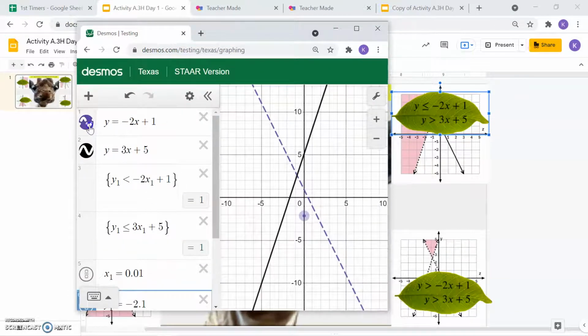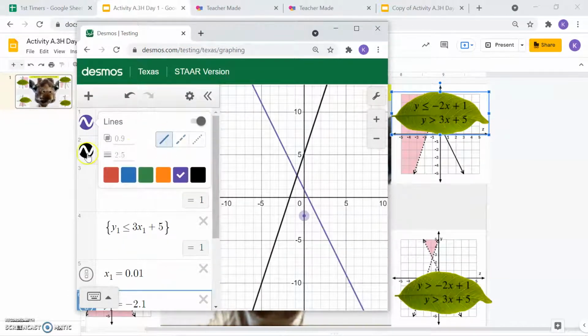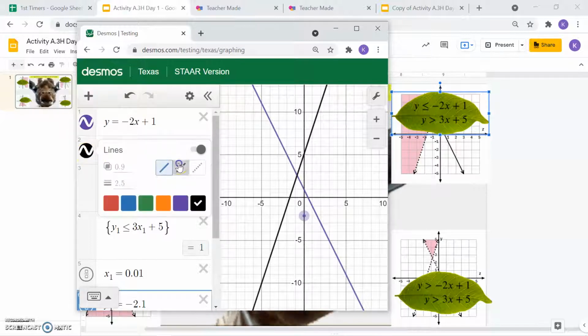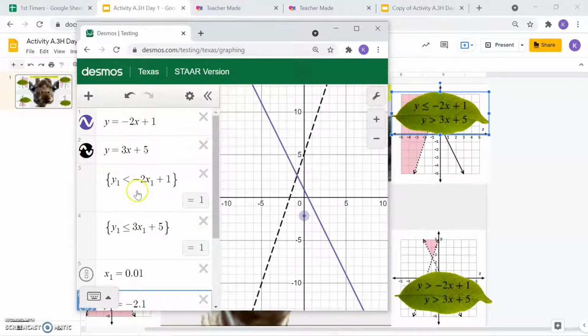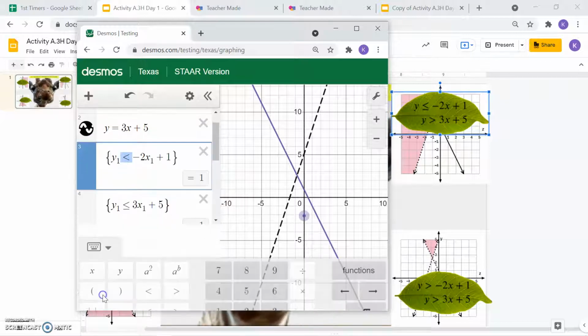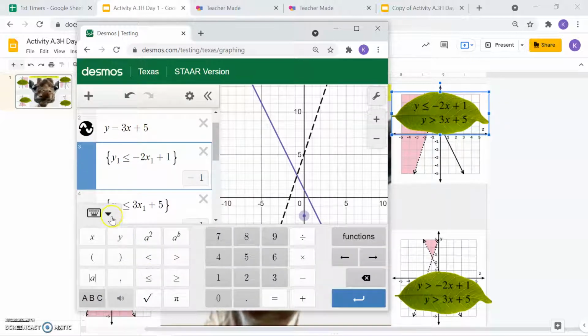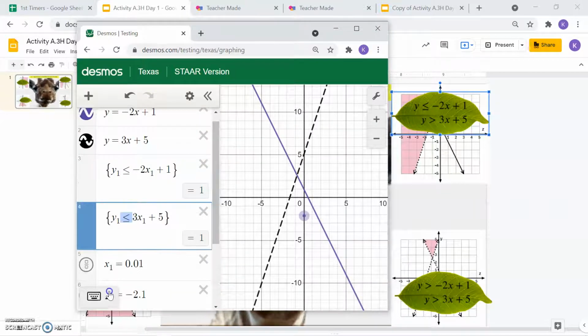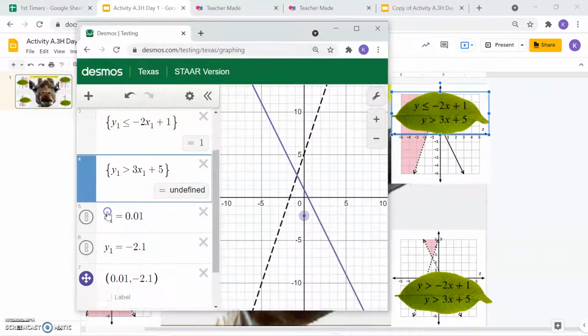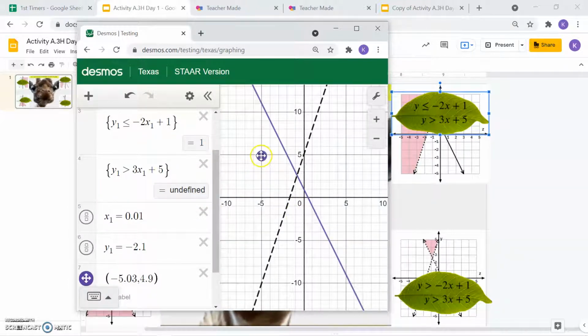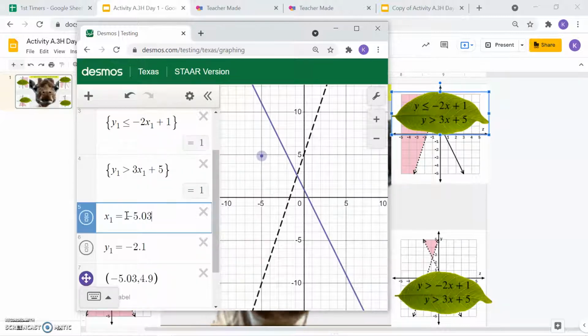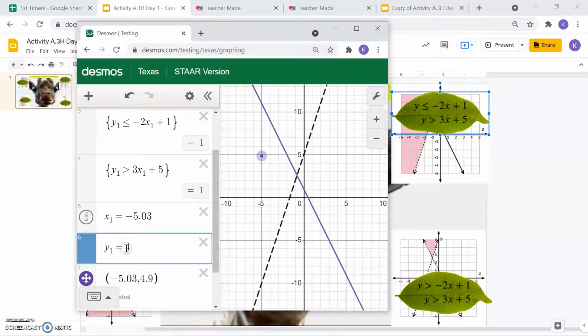I go up here, I click on the circle, it's gonna be a solid line. This one is going to be a dotted line just because it doesn't have the line in the bottom. I changed my symbols to this one and this one to the greater than, no equal sign in the bottom. And now I'm going to move this anywhere on this side. I'm going to put it right there. And here are my two numbers, which is negative 5.03 and this is going to be a 4.9. And I can see that they're both true. So it does make my equation true.